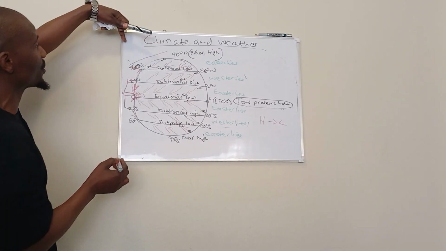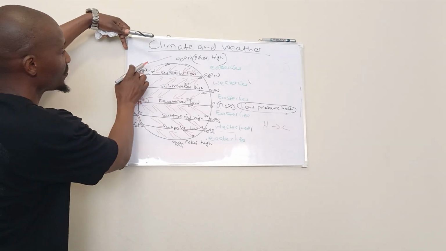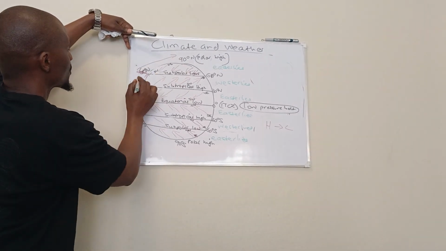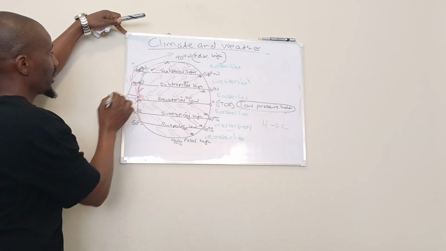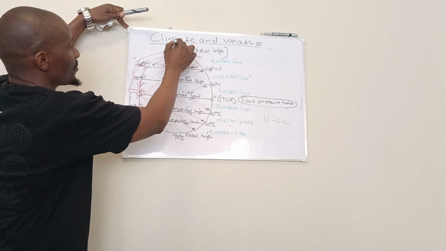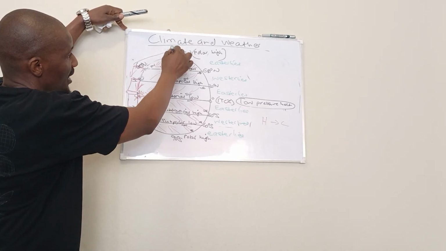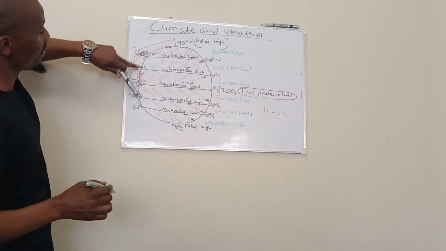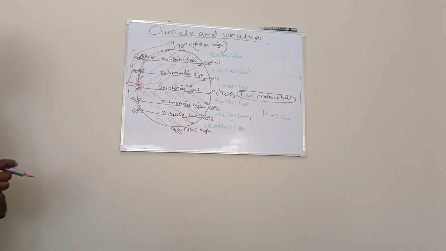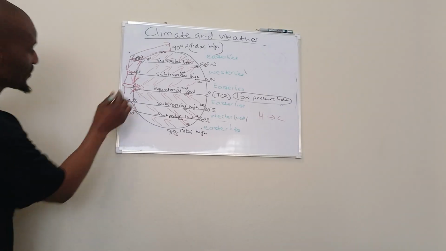Okay, it diverges. In the upper atmosphere now, it diverges, which means it moves towards that direction, yet also moves towards this direction. So when it gets there, the subpolar is now cold. It has lost moisture. It sinks. Then it moves back again towards the subpolar, which is low pressure. Same applies on this side.